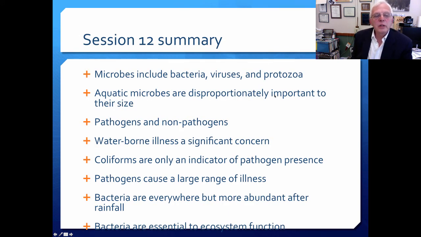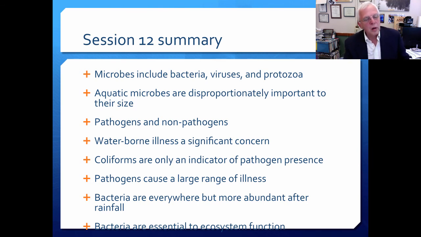A summary then of session 12. Microbes include all kinds of things, and they include bacteria, viruses, protozoa, etc., flagellates and ciliates and things. Aquatic microbes are disproportionately important to their size. They're tiny things, but they do a terrific amount of work. And we can think of bacteria and other microbes in two groups, the pathogens and non-pathogens, those that cause disease and those that don't cause disease. Those that don't cause disease are essential and important to cycling of material.